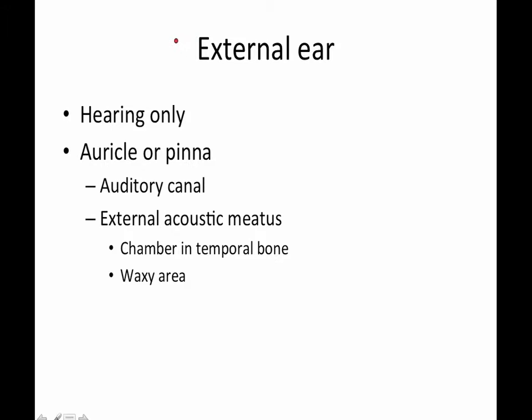Okay, so we're moving into the external ear first. The external ear deals with hearing only. This is called the auricle or the pinna. This is the auditory canal where the external acoustic meatus is, and this is a chamber in the temporal bone. It's also a waxy area.